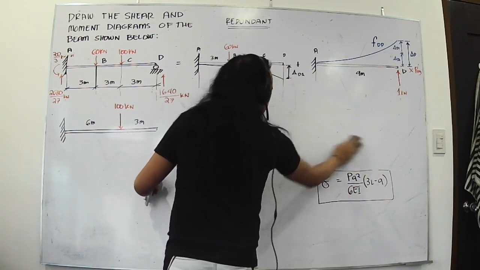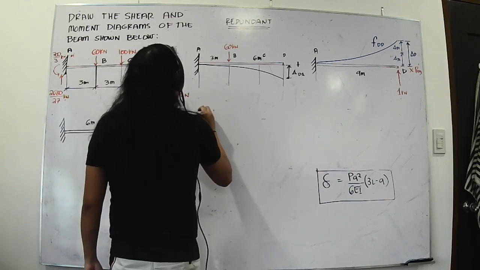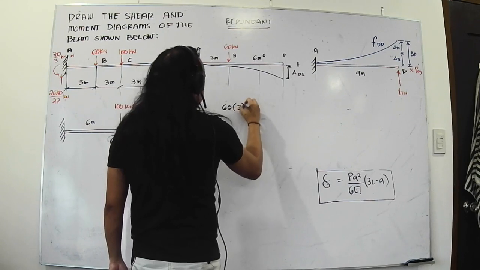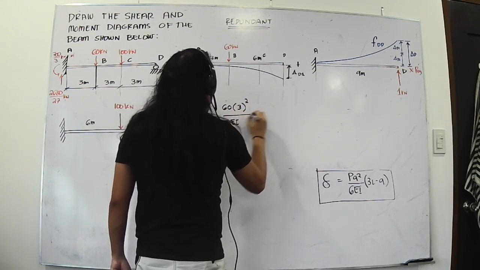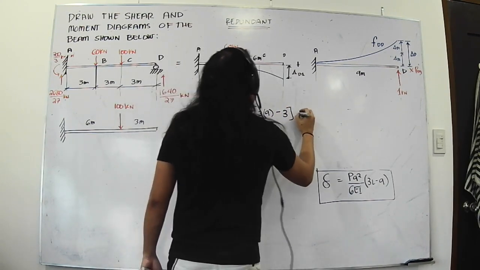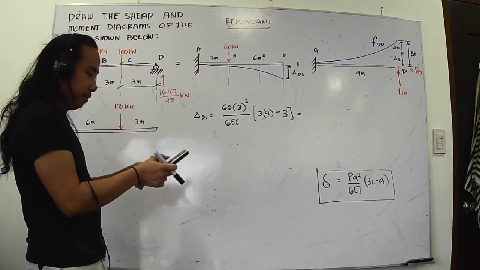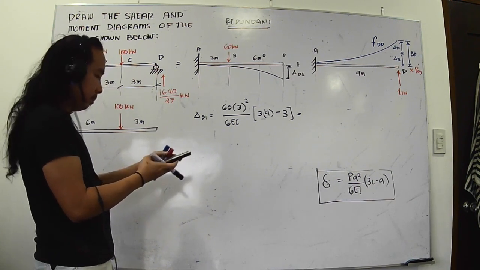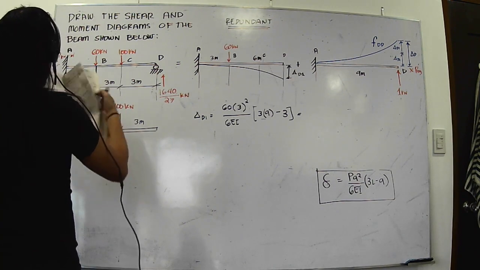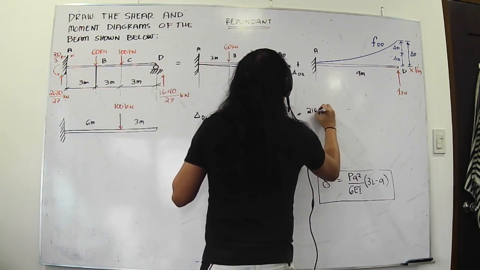I think this equation is also familiar to you from the book. If I solve it, with P equal to 60 and A equal to 3, that is 60 times 3 squared over 6EI, multiplied by 3 times L, which is 9, minus A, which is 3. That gives 260 over EI.